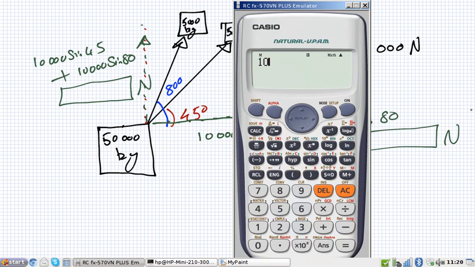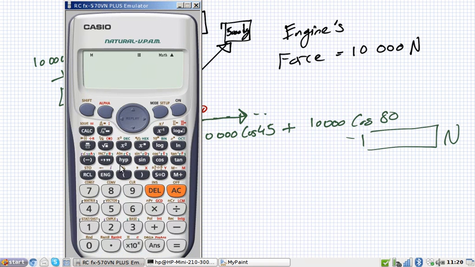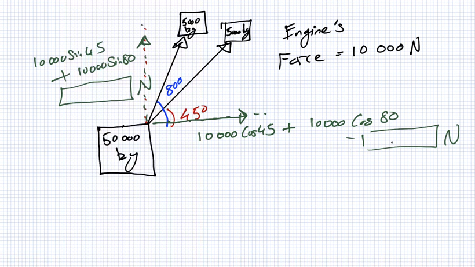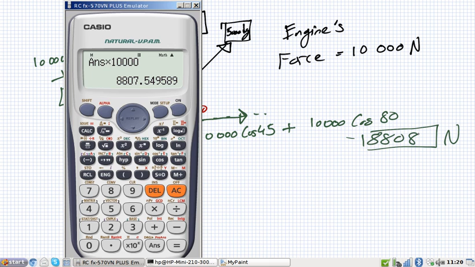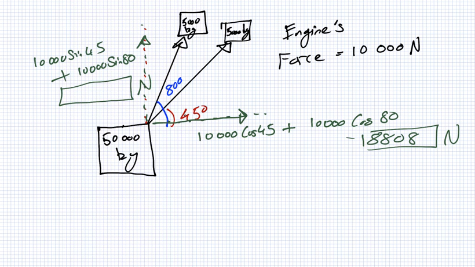So the lower one, 10,000 in both cases, so we'll take the 10,000 out, and it's cos 45 plus cos 80 times 10,000, so that's 8808. And then sine 45 plus sine 80 times 10,000, so that's 16919 in total then.